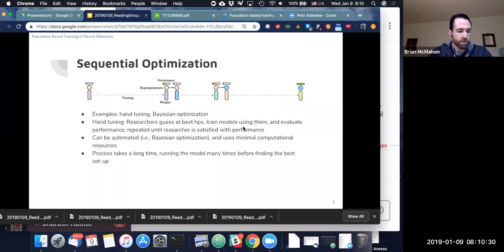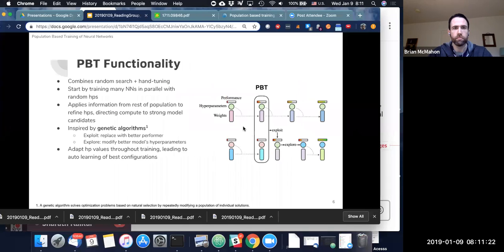And then there is sequential optimization, which is made up of hand tuning, as well as more automated processes like Bayesian optimization. If we look at hand tuning specifically, researchers take a guess at the best hyperparameters, train the model using them, and then evaluate its performance. Then they tune accordingly, and this is repeated until the researcher is satisfied with the performance. Bayesian optimization takes this a step further and is able to automate that decision-making process to eventually wean out a strong set of hyperparameters. But it does take a long wall clock time, as the model needs to be run many times before finding the best setup.